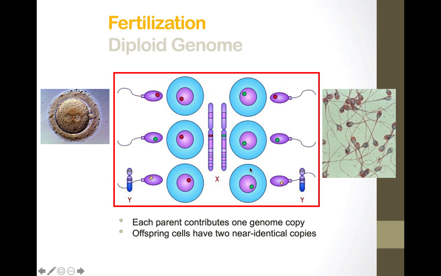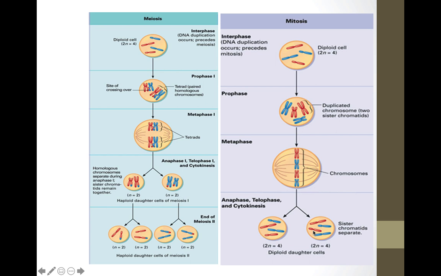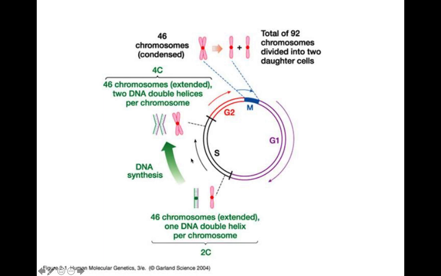So if you recall, fertilization is when you have the diploid. One set of the chromosomes comes from the sperm, and you have the other set from the ovum. The ovum always carries the X chromosome, and half the sperm carry the Y chromosome. Each parent contributes one set of genome, and offspring cells have two near identical copies. Meiosis and mitosis, I sent you the video so you can look at that. So a total of 92 chromosomes divided into two daughter cells.